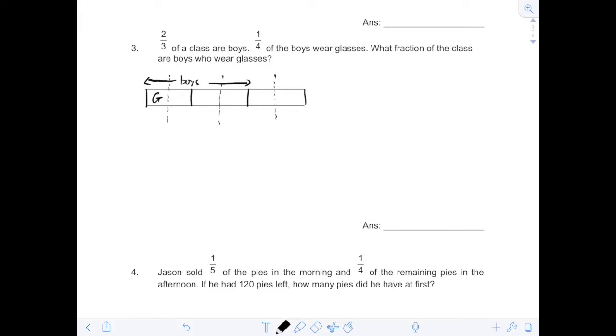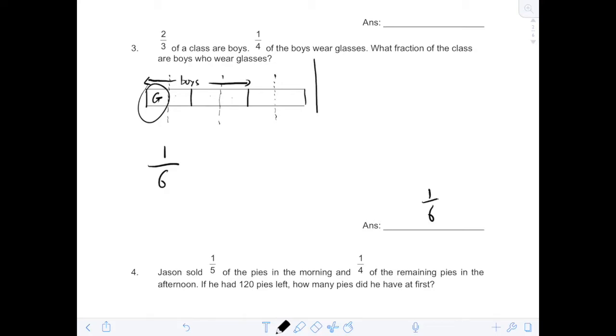Now all you have to do is count. Total units now we have 1, 2, 3, 4, 5, 6 units. So the denominator has to be a 6. And the fraction of the class are boys who wear glasses, we just have to look for the glasses one, which is over here. So now we will have just 1 unit out of the total of 6 units. 1 over 6 is the answer.